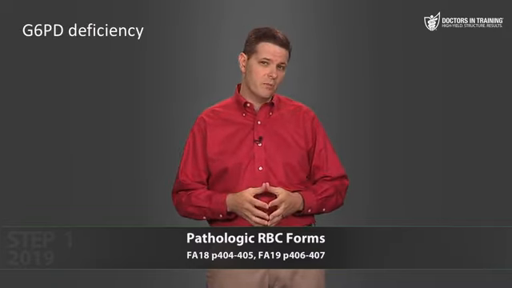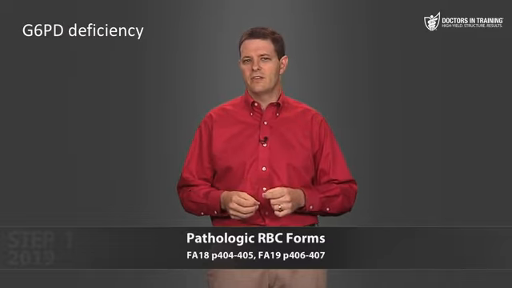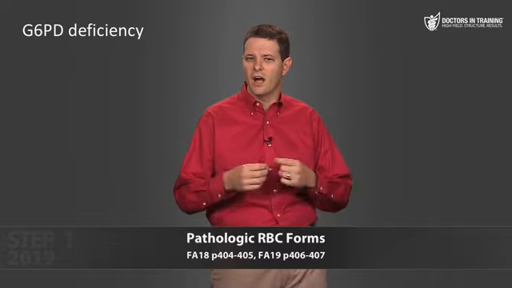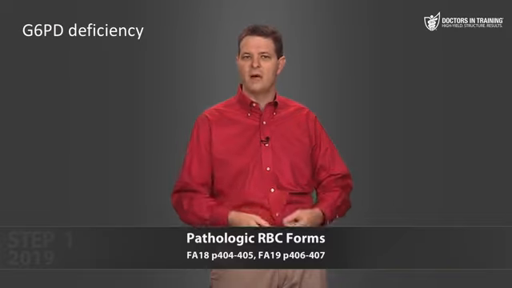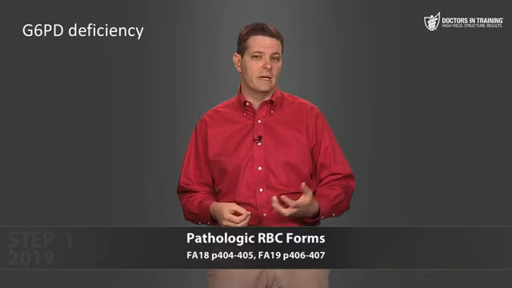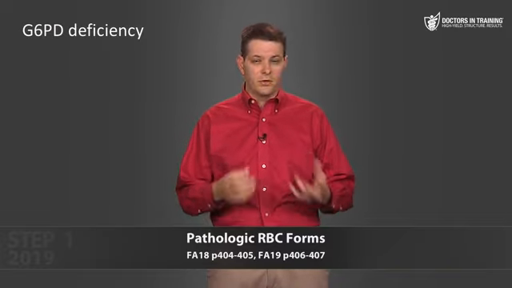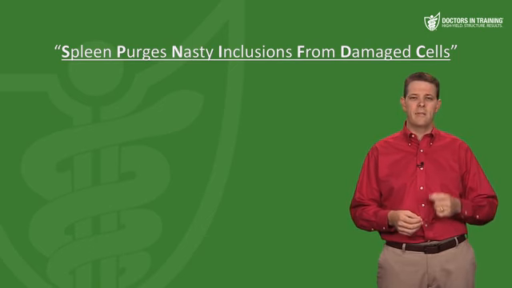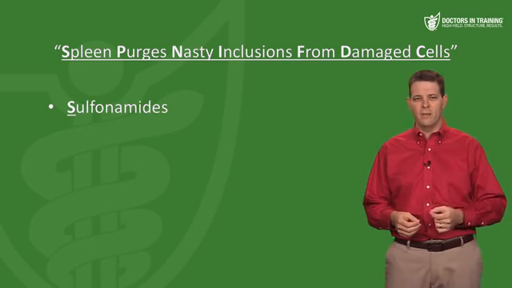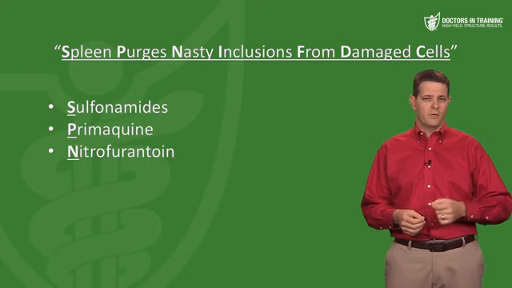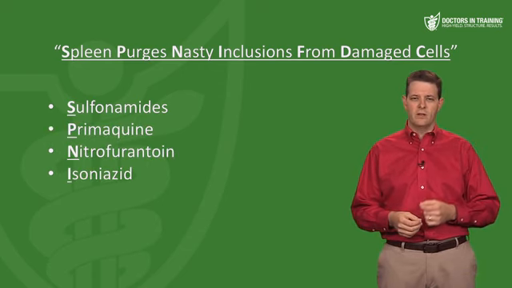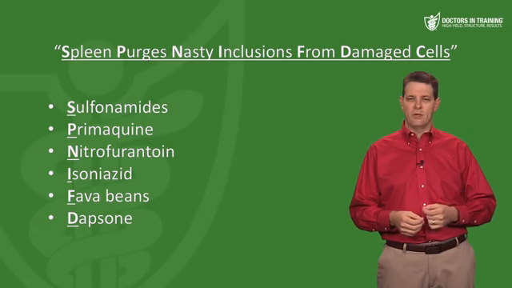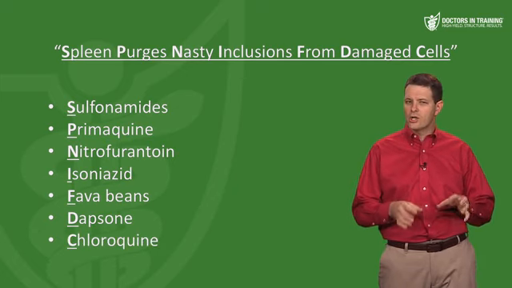G6PD deficiency, remember? Patients with G6PD deficiency are sensitive to certain drugs that cause oxidative damage, like sulfonamides and dapsone, and also fava beans. That's a classic one. Now, do you remember the mnemonic? It was spleen purges nasty inclusions from damaged cells, which stands for sulfonamides, primaquine, nitrofurantoin, isoniazid, fava beans, dapsone, and chloroquine. So make sure you know those.